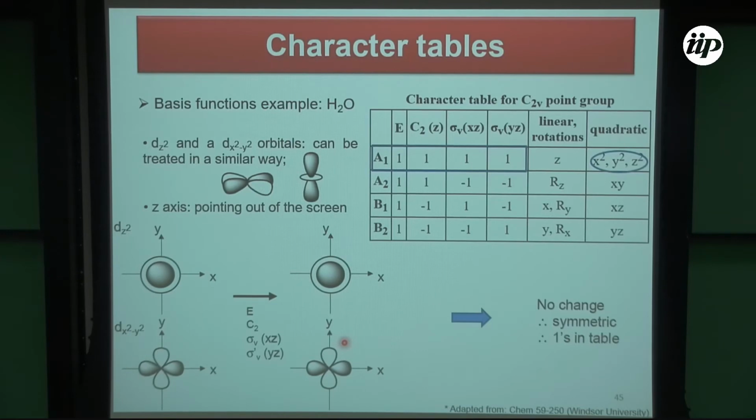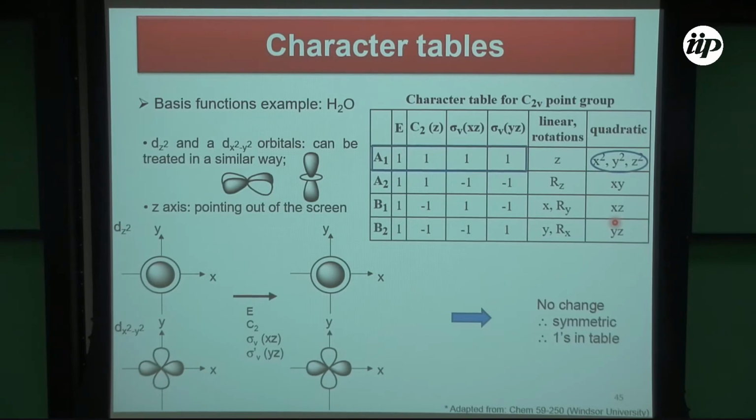Then you have these other orbitals, the dz2, this one, or the dx2 minus y2, and then we can make things more geometrical here, but you can learn and see how these symmetry operations change the orbitals and how these orbitals are represented here.